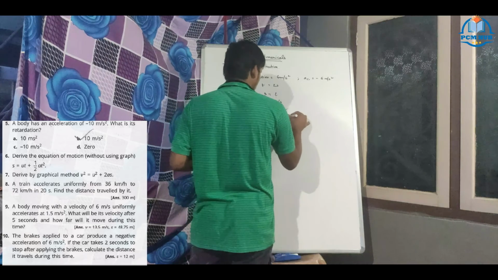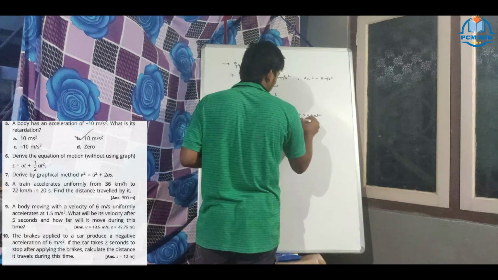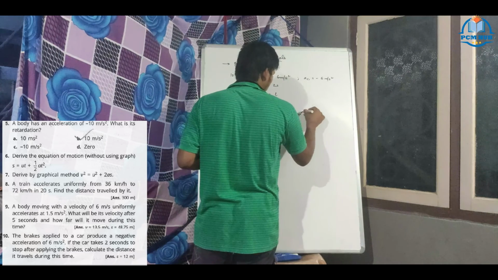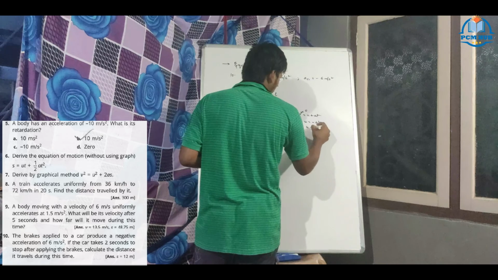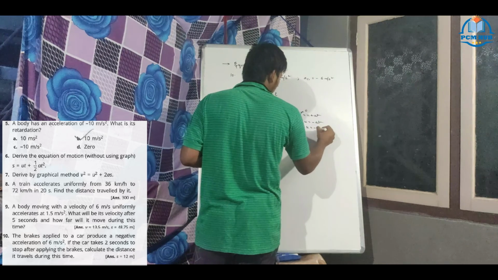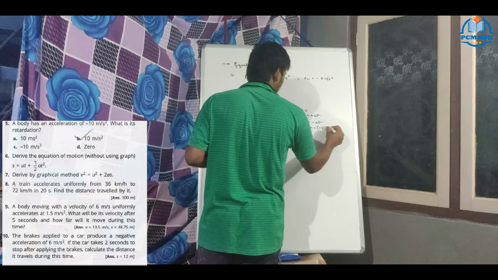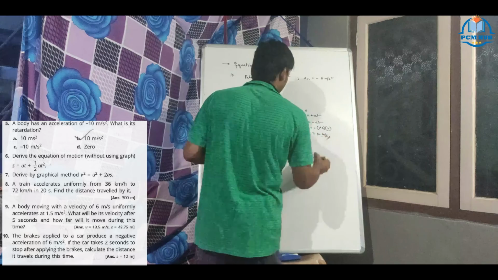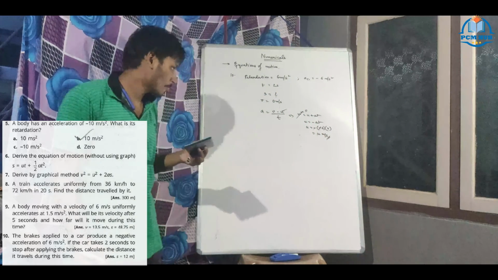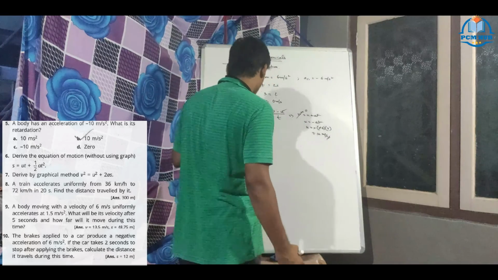V equal to U plus AT. We need U. V is 0. U equal to minus AT. U equal to minus A, and minus A is minus (minus 6) into T. What is T? 2 seconds. So it is 12 meters per second. That is U. Now what does he want?